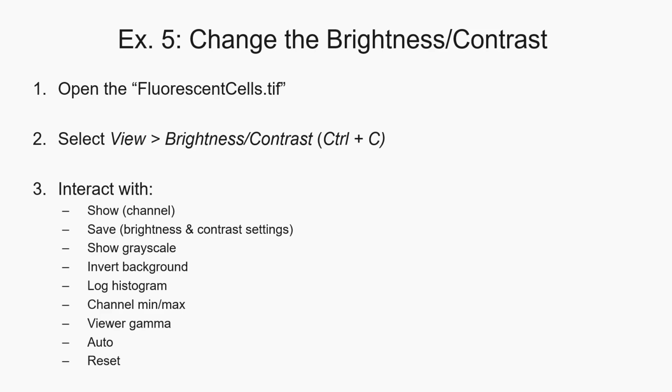Take some time to explore the available controls, including channel selection, saving display settings, grayscale display options, background inversion, logarithmic histograms, channel minimum, maximum values, view gamma, auto adjustment, and reset. As you experiment, notice how dramatically the image appearance can change, even though the underlying pixel values stayed the same. I'll pause here to give you a chance to try this yourself. I'll now demonstrate how to perform these steps of the exercise.